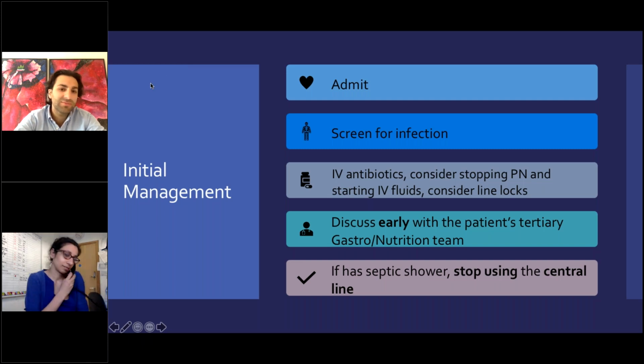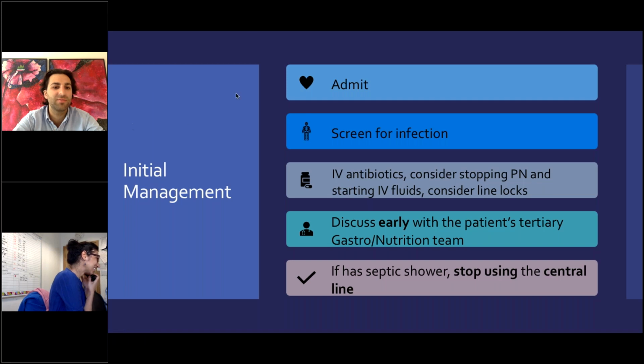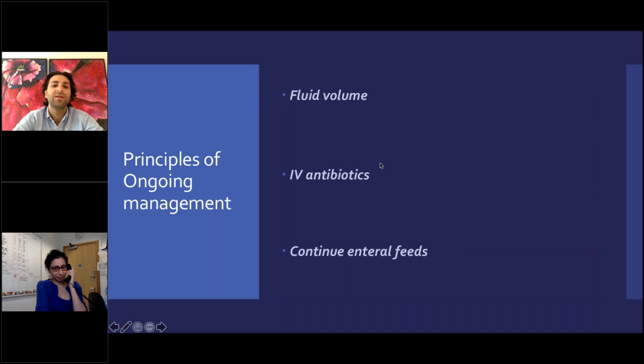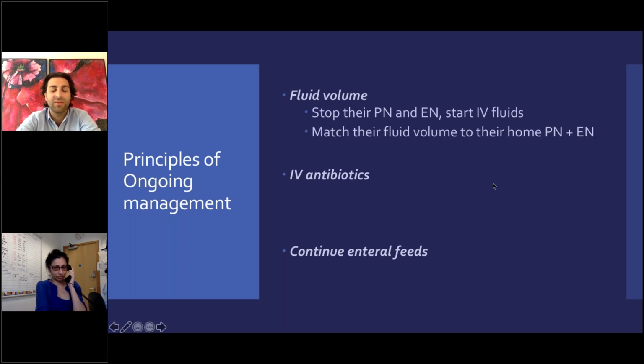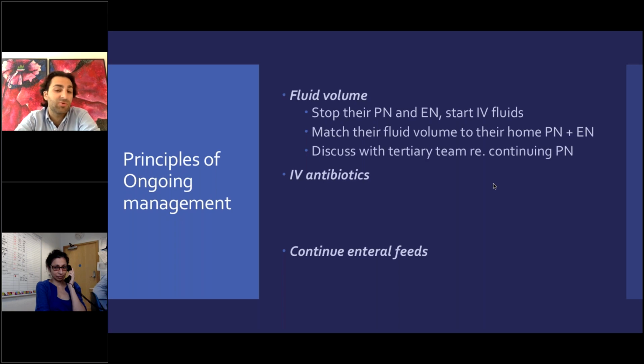Mum wants to leave because she wants to go home. They've been in with query line sepsis a number of times, and it's never actually line sepsis, and that's what she said. But we still treat as line sepsis. So the three mainstays of treatment here are fluid volume, stop their PN and enteral nutrition, start IV fluids, match their fluid volume to their total fluid intake, their total PN and enteral nutrition. Discuss with their tertiary team whether or not you can continue PN, because they might say that you can.